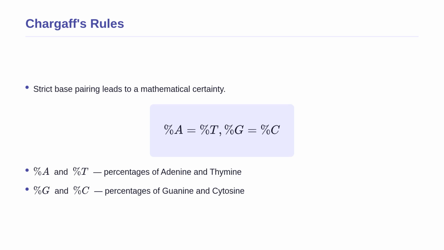This strict pairing behavior we just discussed leads directly to a mathematical certainty known as Chargaff's rules. The formula states that the percentage of adenine perfectly equals the percentage of thymine, and the percentage of guanine perfectly equals the percentage of cytosine. If the amount of one base increases, its corresponding partner must also increase to maintain the structural integrity of the DNA double helix. This simple but powerful rule allows us to predict the exact composition of any DNA sample.